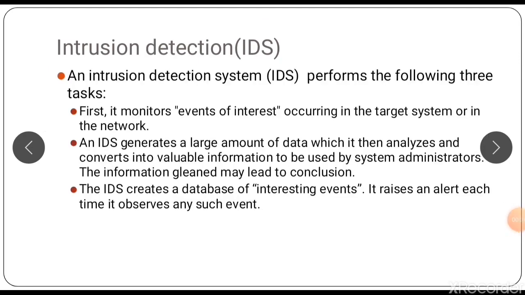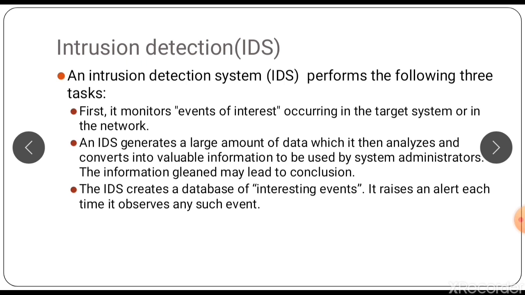Next, we'll see about intrusion detection systems. An intrusion detection system, IDS, performs the following three tasks. First, it will monitor the events of interest occurring in the target system or in the network. An event of interest may be a system call, for example, opening a file containing sensitive data. Another event of interest may be an attempted establishment of a TCP connection from a specific IP address to a certain port number.